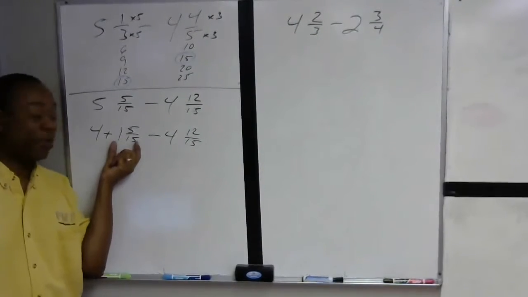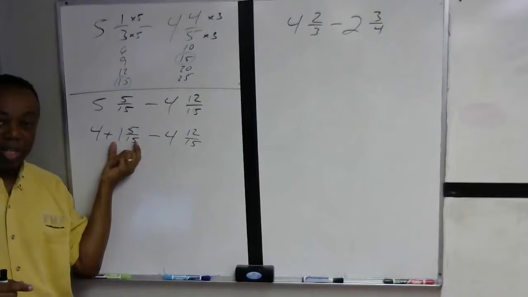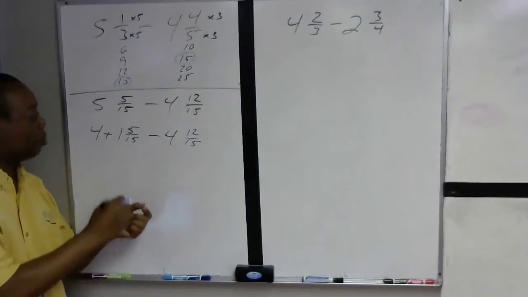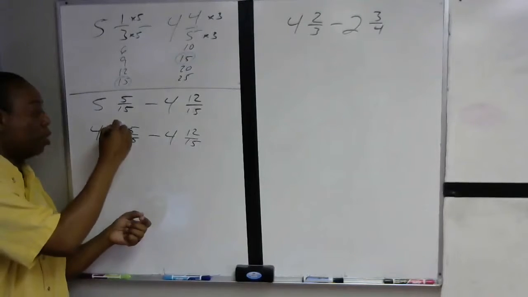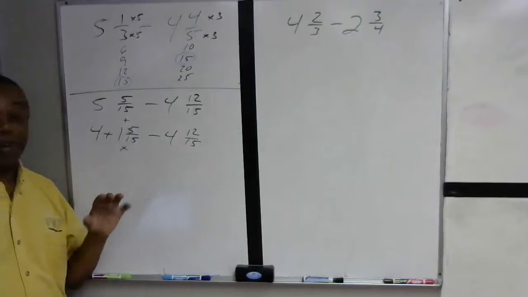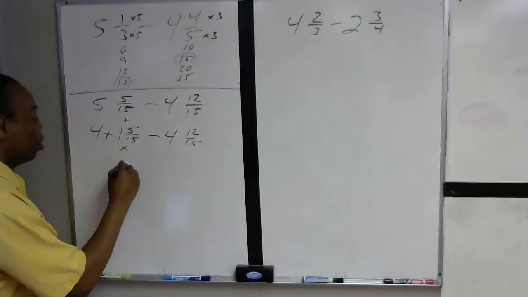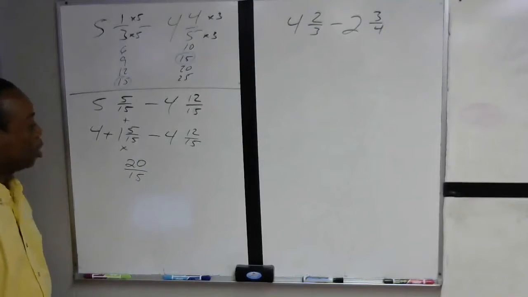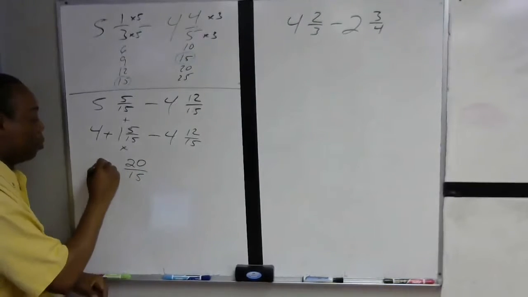Okay. Now I'm going to combine these right here. This is a mixed number. I'm going to convert this to an improper fraction by multiplying and adding. So I'm going to say 15 times 1 plus 5. 15 times 1 is 15, plus 5 more makes 20. So this will be 20 over 15. Okay. All right, now let's bring down the 4.